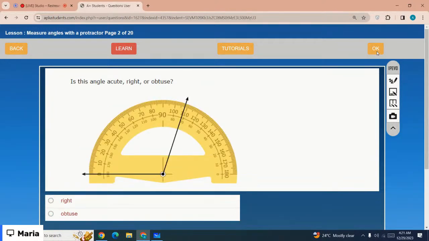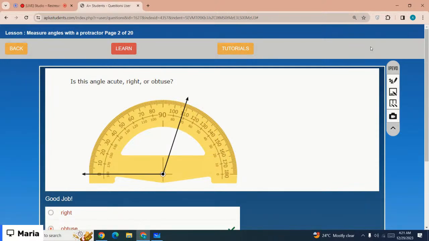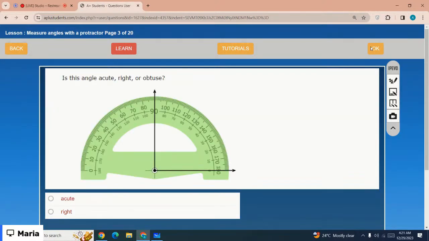Is this angle acute, right, or obtuse? Because that one is aligned with 0, you need to start reading the angles from the outer one, right? So that is 110 degrees. So that is an obtuse angle, more than 90. The correct option is obtuse. So reading angles with the help of a protractor is very, very easy, right? Measuring angles, you can say.